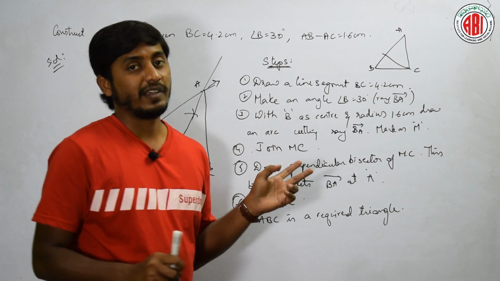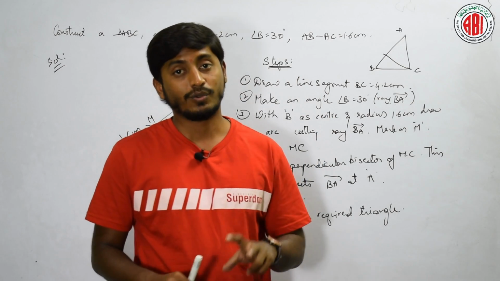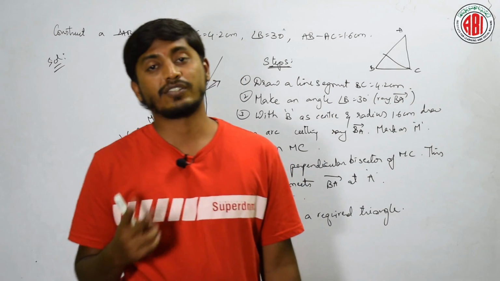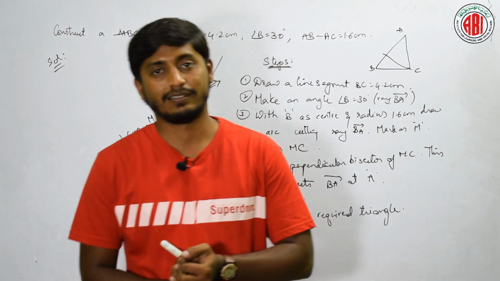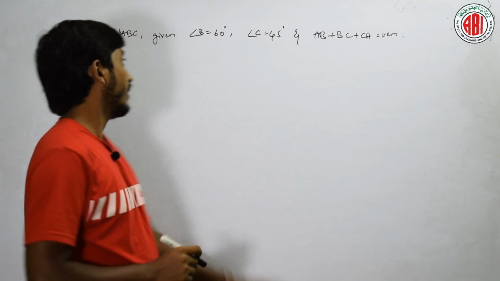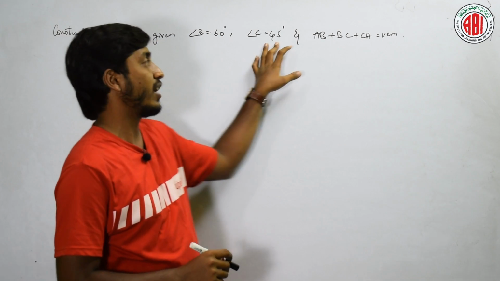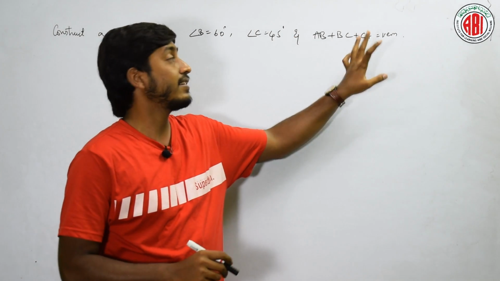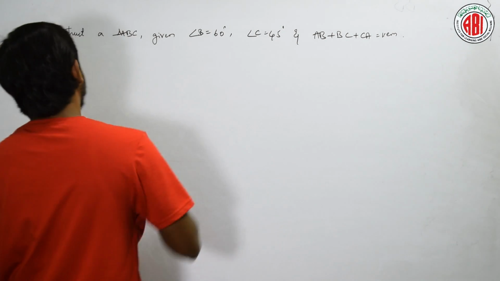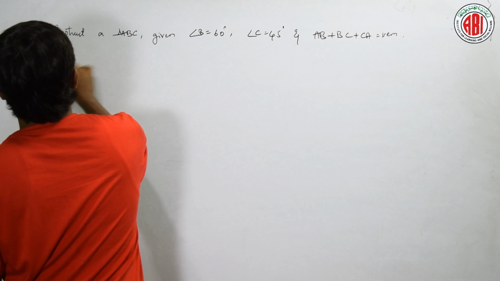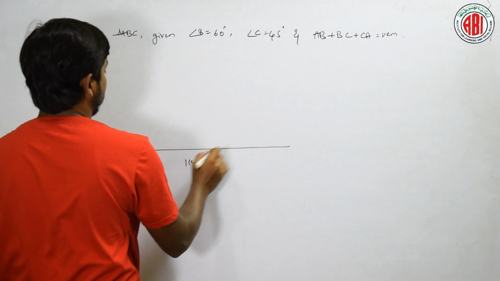What all problems we did? We did AB plus AC and AB minus AC, that is the sum of two sides is given and the difference of two sides is given. Clear? Now let us do the next method. Now see here, the next question, construct a triangle ABC given angle B is 60, angle C is 45 and sum of the three sides is 11 centimeters. Okay. Shall we do? Now see here, the first thing is draw a line segment of 11 centimeters.